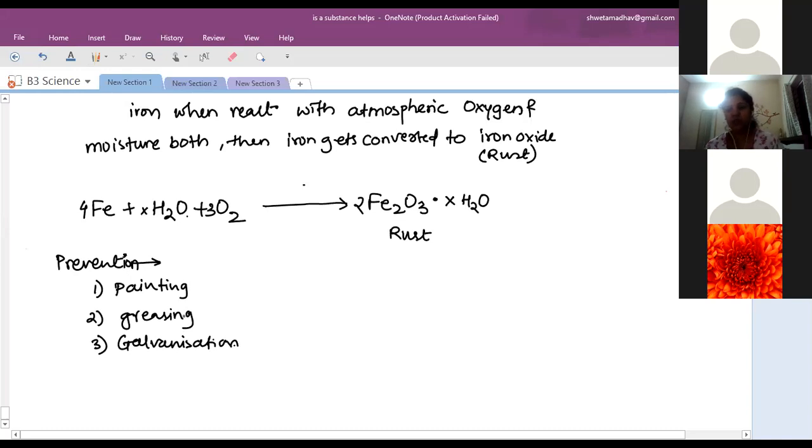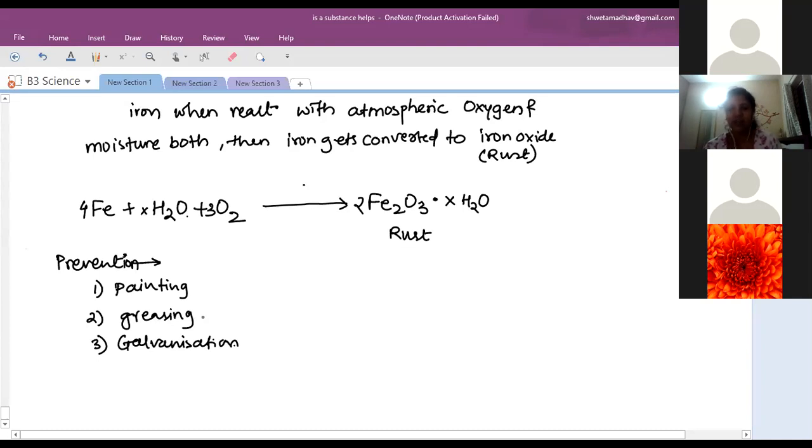Greasing is generally used for machine parts. Machine parts are greased every time, because we can't paint them; the paint cover layer will keep on removing due to the movable parts of the machine. So instead of painting, we use greasing. Greasing is a mixture of graphite and oil, which works as a lubricating agent also. And due to the layer of oil, moisture contact will not be there, so the machine parts will not get affected by moisture.